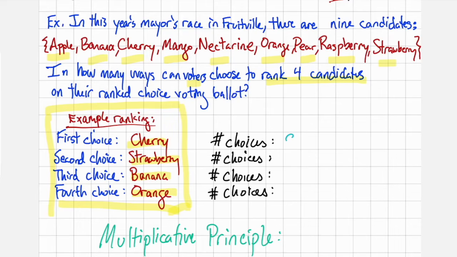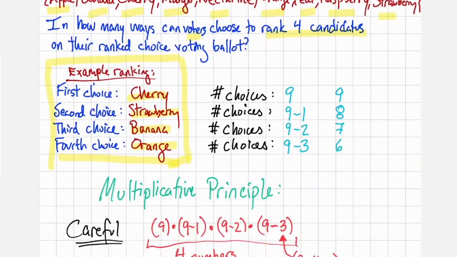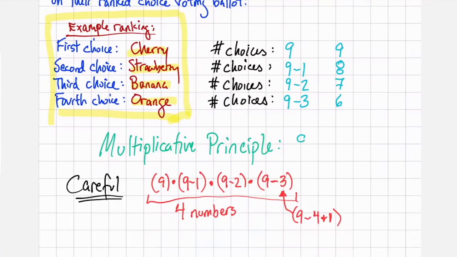A voter has 9 choices for the first ranking. The candidate they rank second can be any candidate except the first candidate. The candidate they rank third can be anybody except the first 2 candidates. And the fourth place candidate can be anyone except the first 3 candidates. So there are 9 choices for ranking the first candidate, 8 choices for ranking the second candidate, 7 choices for ranking the third candidate, and 6 choices for ranking the fourth candidate. By the multiplicative principle, we have 9 times 8 times 7 times 6.